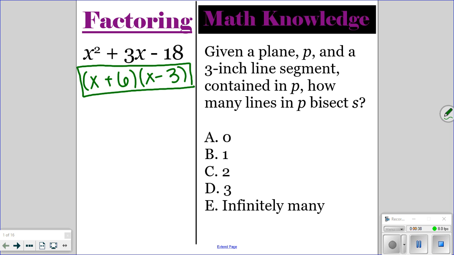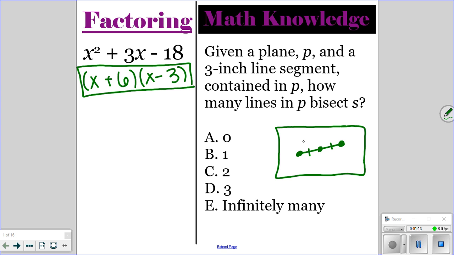Okay, for the math knowledge question, we have a plane, P, and a 3-inch line segment, S. How many lines in P bisect S? So here's our plane, and then we have a line segment, and we want to know how many lines bisect it. Bisecting it would make it go through this point, so that this side and this side are congruent.